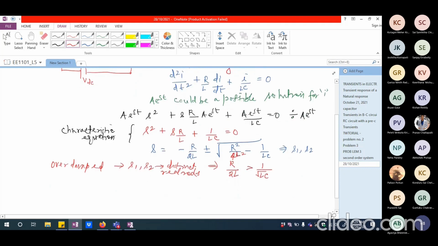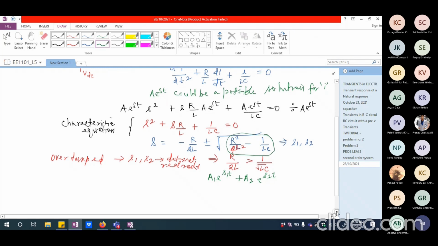This is the first case we talked about, and we wrote this solution as A1 e power s1 t plus A2 e power s2 t, where s1 and s2 are minus R by 2L plus or minus root of R square by 4L square minus 1 by LC. So these two are going to be distinct because whatever we have under root is going to be a positive number. So what we get will be plus or minus a square root of that positive number, right? So this we called as over-damped system.